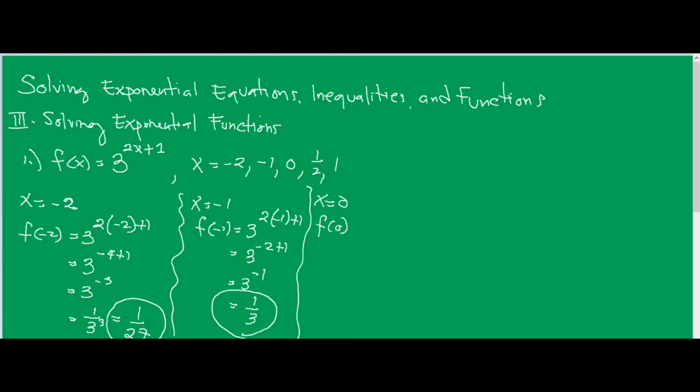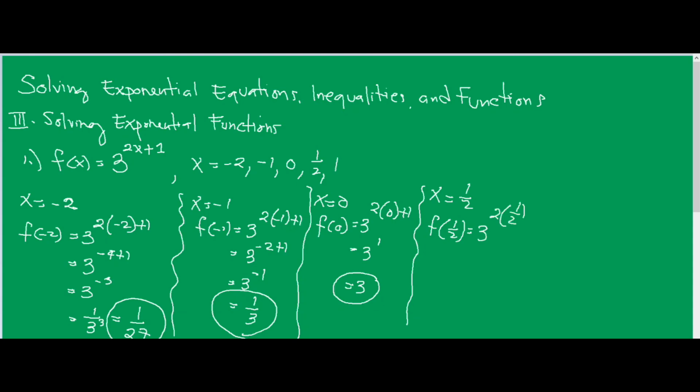So f of 0, again, 3 raised to 2 times 0 plus 1. 2 times 0 is 0. So 3 raised to 1 is simply 3. So this is your answer if x is equal to 0. How about x is equal to 1 half? So again, f of 1 half, 3 raised to 2 times 1 half plus 1. I can cancel this one dahil 2 over 2 naman yan. So ang natira na doon ay 3 raised to 1 plus 1, or simply 3 raised to 2, and 3 raised to 2 is 9. Ang bilis, diba?